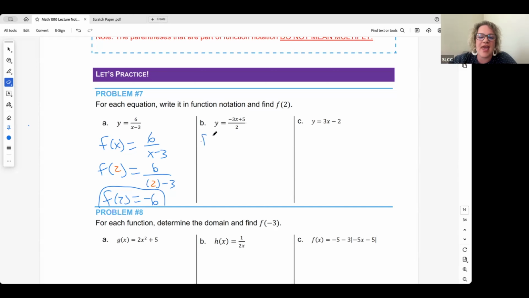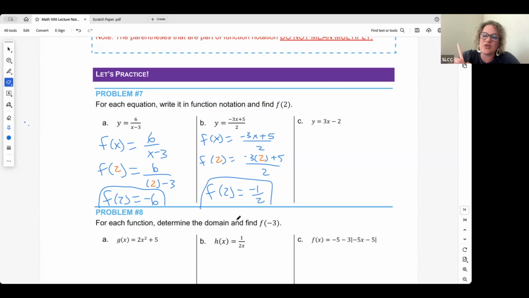Let's look at B. F of x equals -3x plus 5 over 2. So let's find f of 2. Once again, you're just plugging in 2 for the x value. -3 times 2 is a -6. -6 plus 5 is a -1. So we see that f of 2 is -1 in the numerator and 2 in the denominator, so -1/2. When I plug in 2, the corresponding output is -1/2.